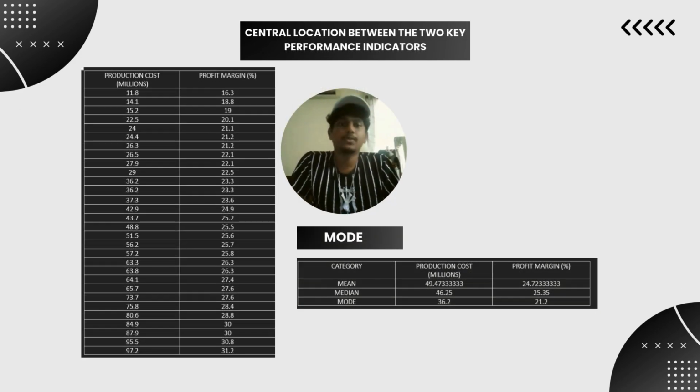Last but not least, we're going to find the mode for both production cost and profit margin. According to the table, we can see the number 36.2 appeared more than 2 times in the 11th and 12th positions.